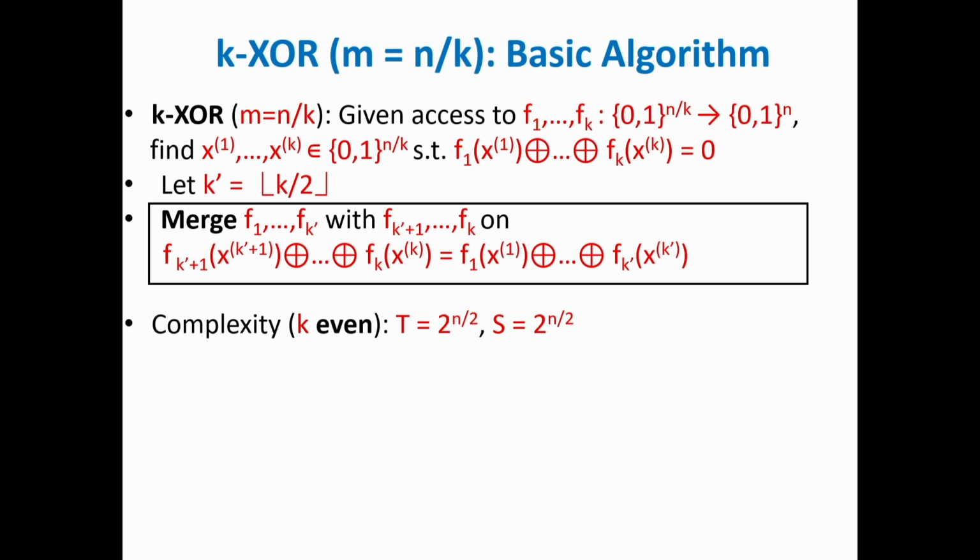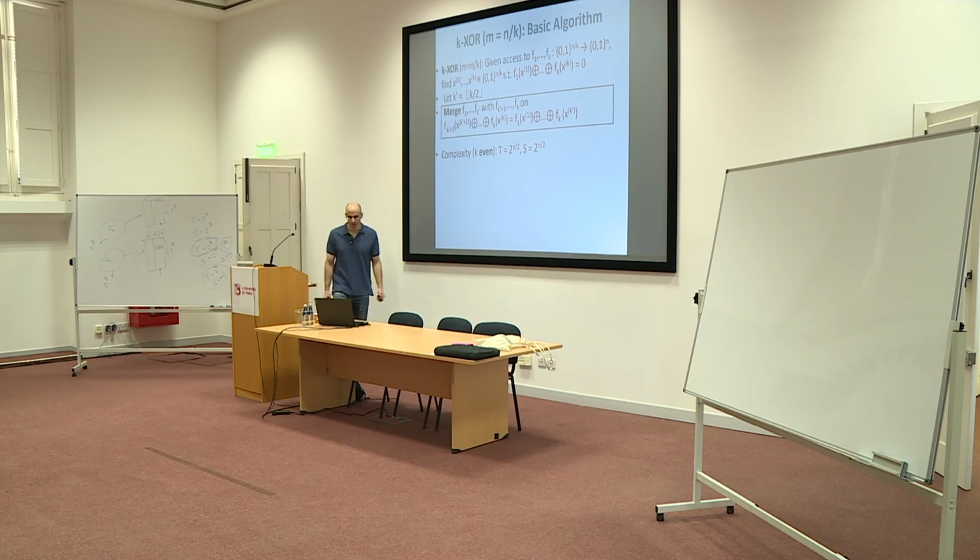What is the complexity? Well, if k is even, then the groups are of the same size, exactly k over 2. Then the complexity is again 2 to the n over 2. It's 2 to the m times k', but m here, remember, is n over k, and k' is k over 2, so basically you get 2 to the n over 2 again, and s equals 2 to the n over 2. You get essentially the same thing that we had for 2-XOR. We just generalized it for k-XOR. We didn't do anything really special here.